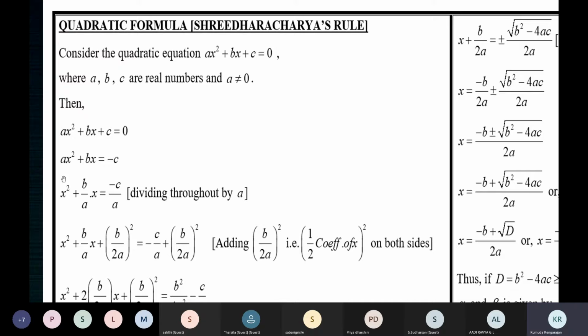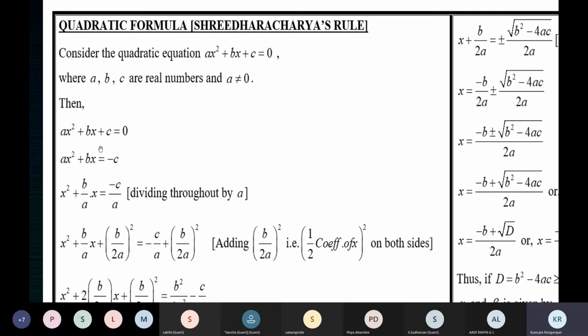So this is how it looks. x squared plus b by a x plus b by 2a the whole square on the left hand side, and add b by 2a the whole square to the right hand side. Adding b by 2a the whole square is adding the half coefficient of x, the whole square, because half the coefficient of x is b by 2a, on both the sides.